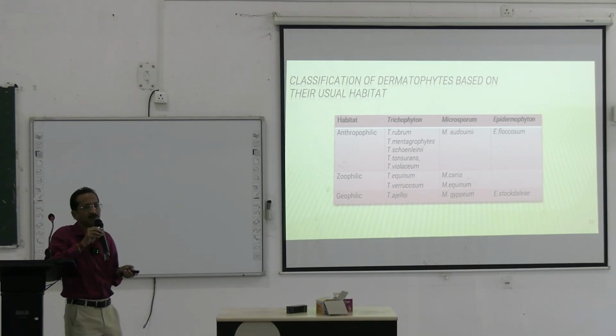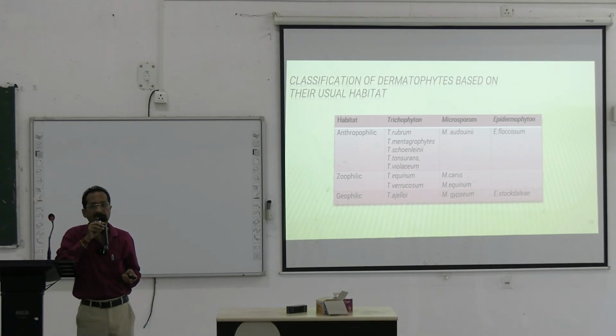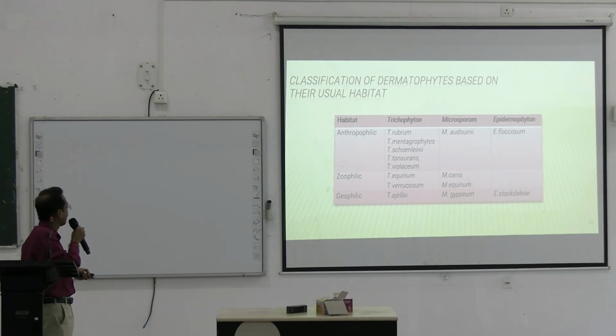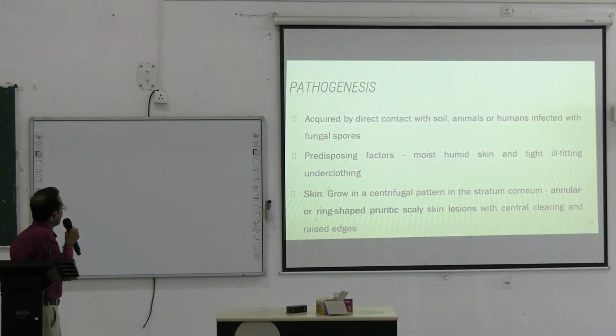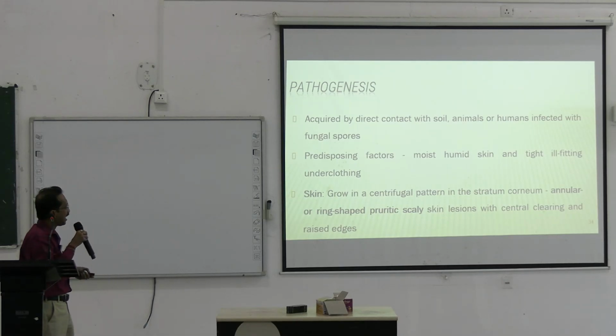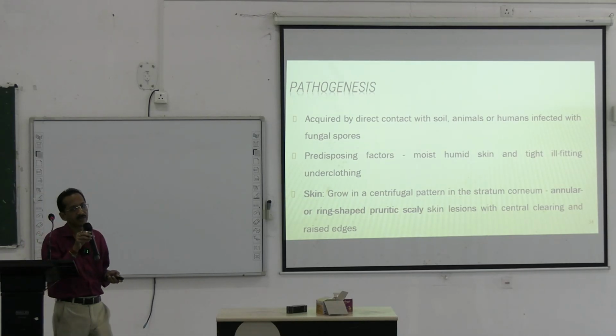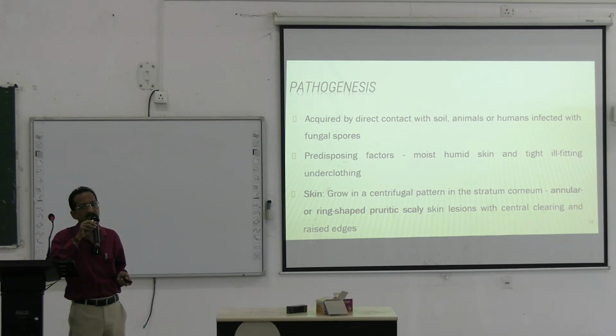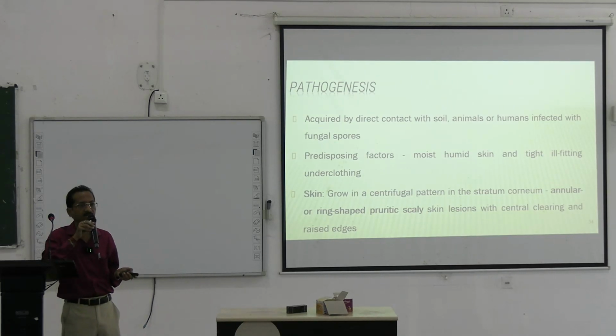Where do dermatophytes come from? Other than animals, they usually come from soil. So they are acquired by direct contact with soil and animals. If the patient is infected, living together and using the same dress or same towel may lead to dermatophyte infection spread.